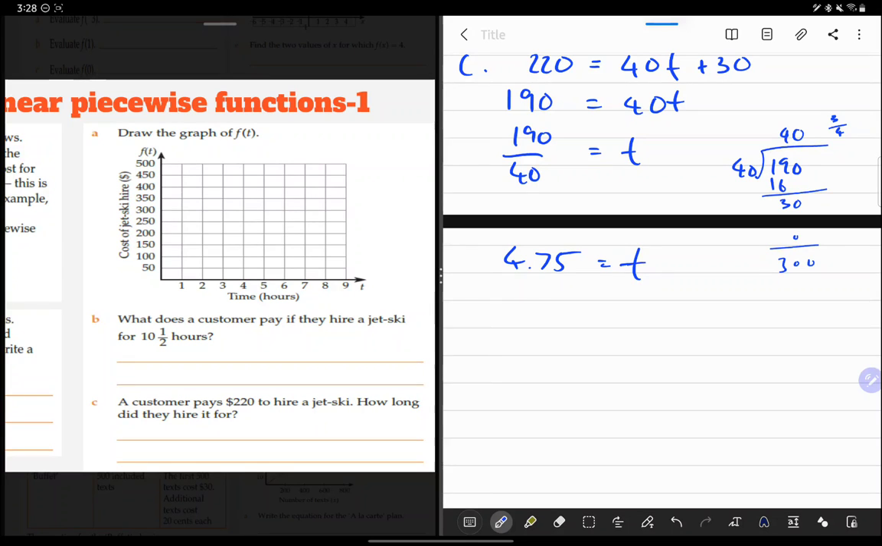T. Oh wait, I should really say hours. So it's 4.75 hours. I mean, you could be more precise about that. That would be what 3/4 of an hour is. It's 4 hours and 45 minutes. Or better yet, t equals that. All right, there you go. That's C.